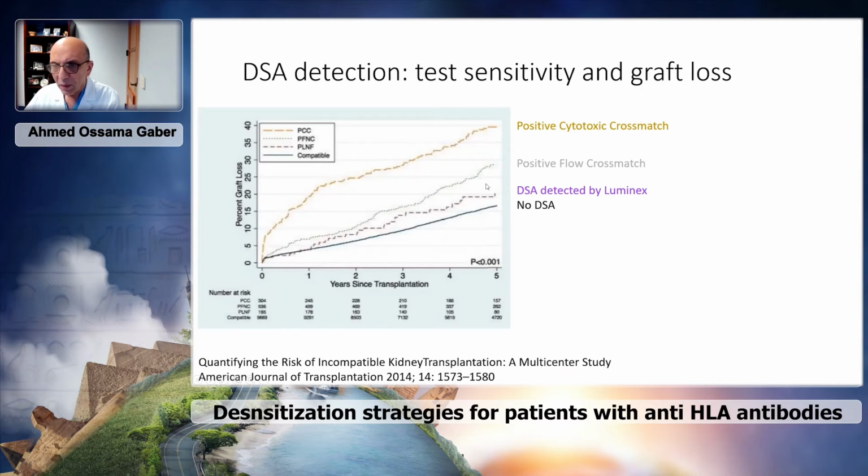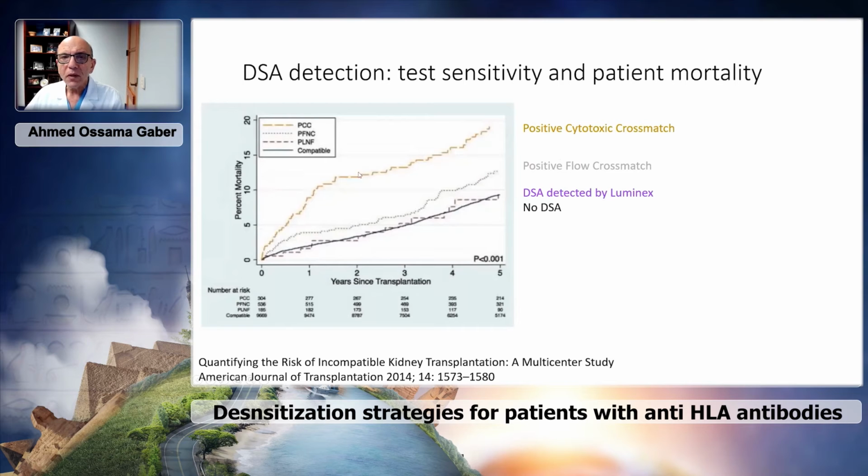But we also have to pay attention to the fact that patient mortality is important to factor in, right? Because here we know that people with no DSA and very low levels of DSA detected by Luminex have identical survival at 5 years. The patient mortality is maybe 12 to 13% at 5 years. If you have a positive cytotoxic cross-match, the mortality is almost 18 to 19% at 5 years. So that makes you really hesitate or think twice about doing a transplant with a positive cytotoxic cross-match.